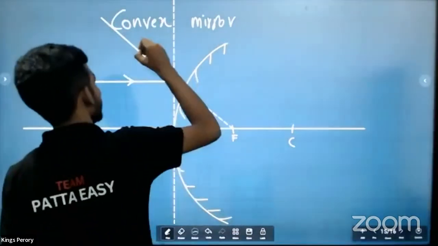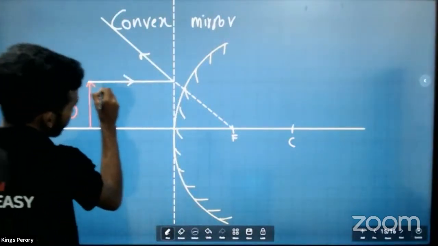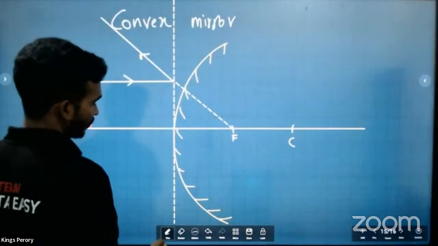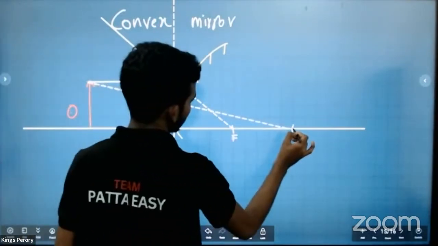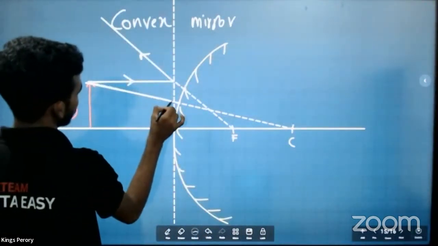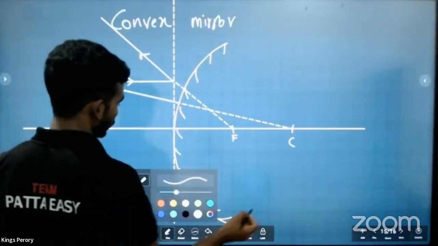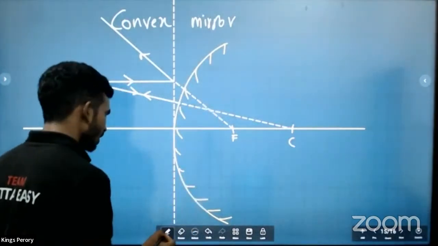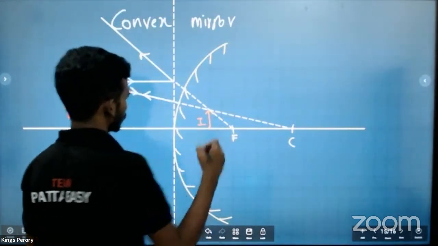That is one light ray. One light ray is not enough. Second light ray, same story. You send it towards the center of curvature. When you send a light ray towards the center of curvature, it will reflect and go in the same path. Coming, going, same path. Where are they meeting? Inside the mirror, somewhere there. This is your meeting point. That is the head, that is the tail, that is the image.